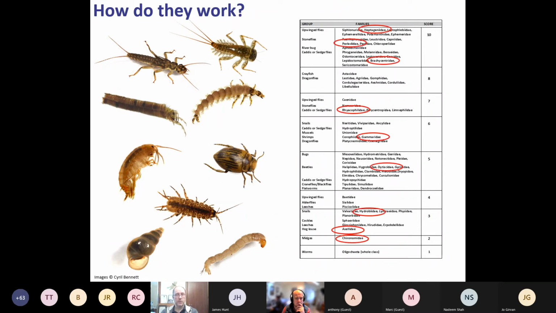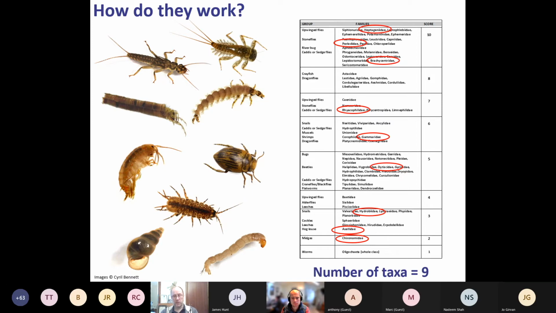And what we do is we go through, we identify where the different families are on the scoring grid, and then we tot up the scores for them, and in this case we get a total score of 56. We can then also look at the number of scoring taxa. In this case, it's 9.